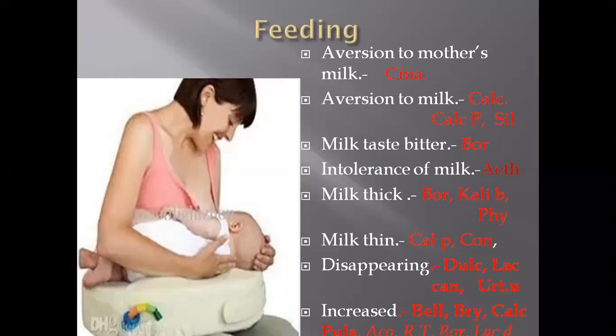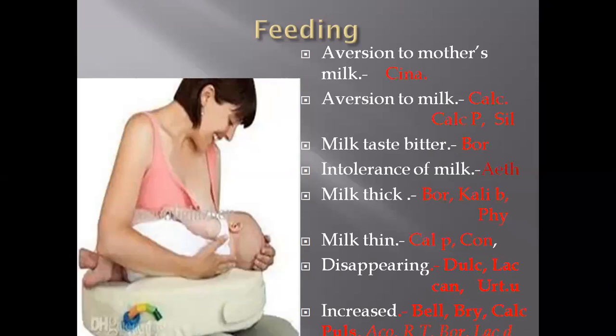The next complaint the parents will make before you, or the next type of symptom you will get related to feeding, is most commonly aversion to mother's milk. The parents, or patient party, will complain the baby does not want to take mother's milk. Then the medicine will be Cina.